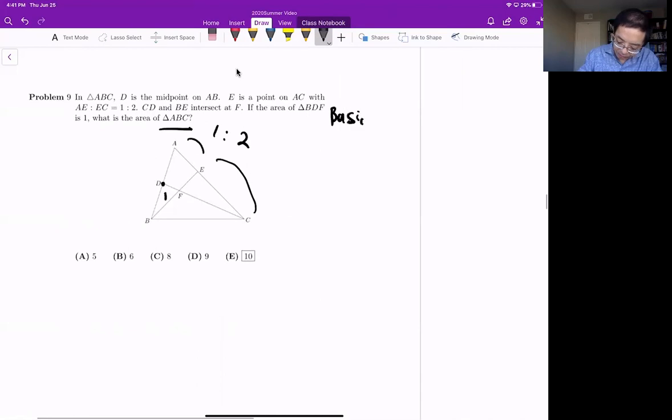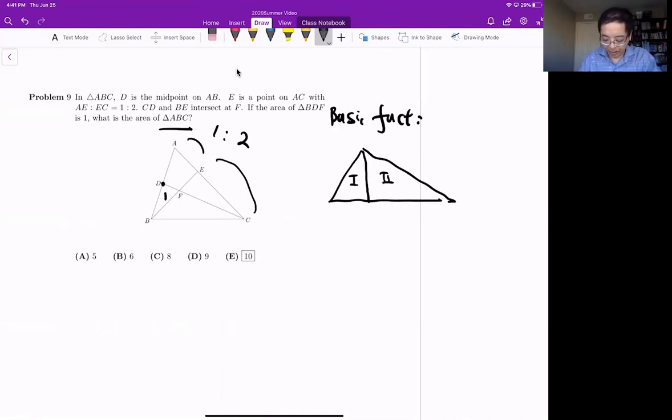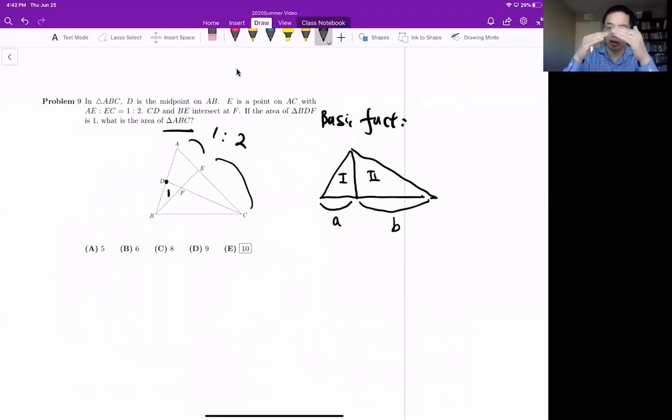This is very important. It's simple and very useful, but somehow I find a lot of students just don't know it. Suppose I have two triangles, triangle 1 and triangle 2, with bases of length A and B. They are adjacent, so their bases are on the same line. The point is, these two share the same height.